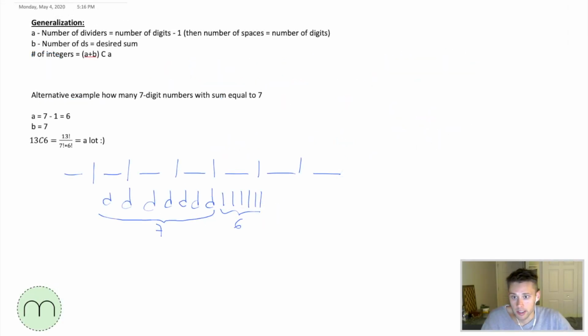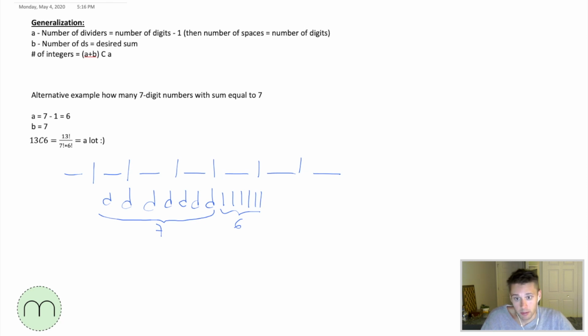Finally, you can generalize the solution. The number of dividers is going to be your number of digits minus 1, and the number b is going to be the desired sum, and that's your other number. And then your number of integers that you can make is going to be the number of combinations of a or b, actually it doesn't matter, out of the a plus b.